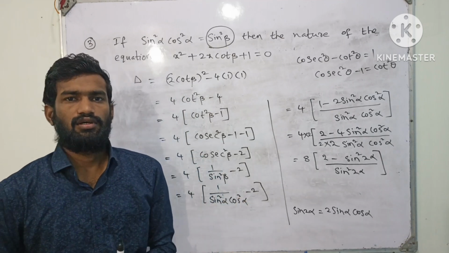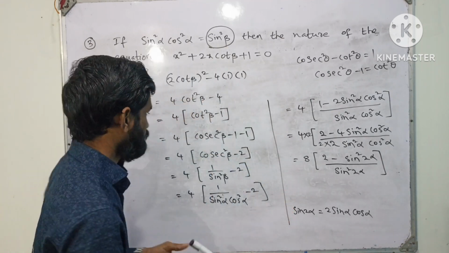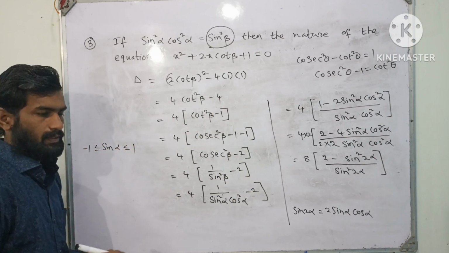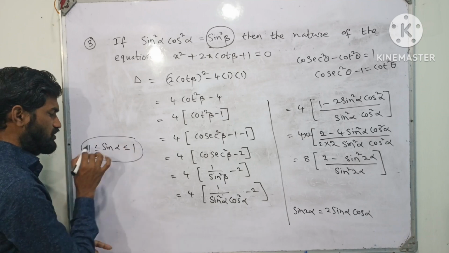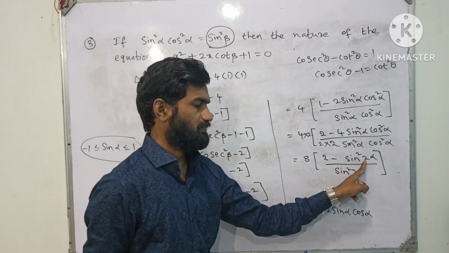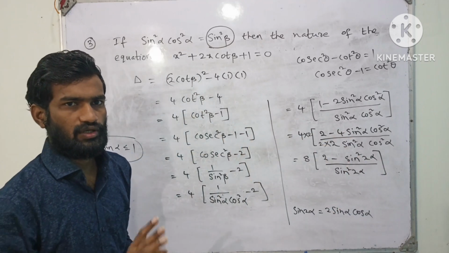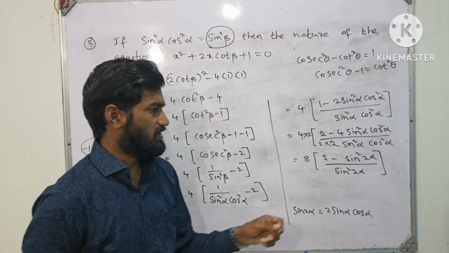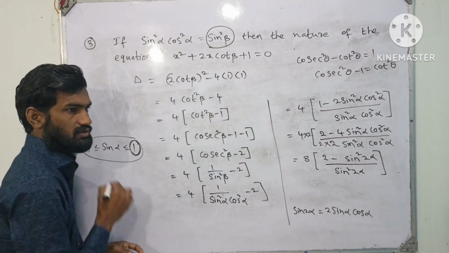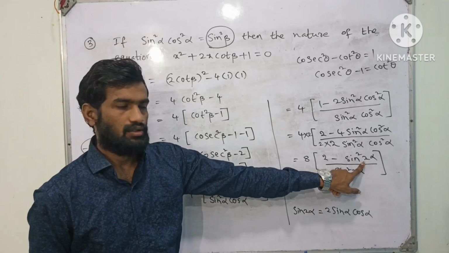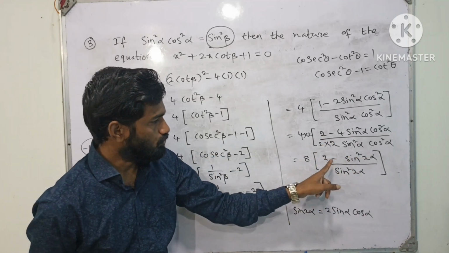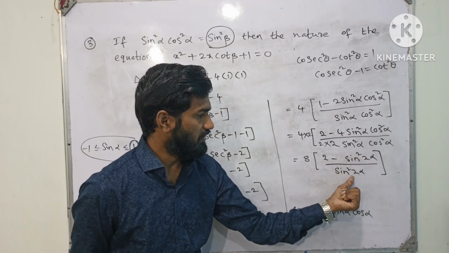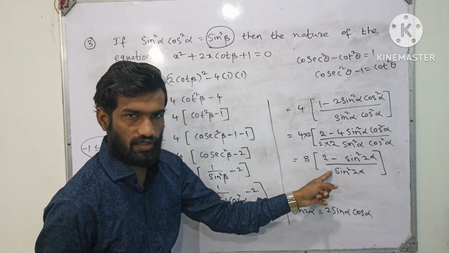What is the sine range here? Sine range is minus 1 to 1. Whatever number you take between minus 1 and 1 and substitute here, you will get positive only. The highest value is 1. If you substitute the maximum value 1, 1 square is again 1, so 2 minus 1 is 1, and 1 by 1 is again 1. So 8 into 1 is 8.